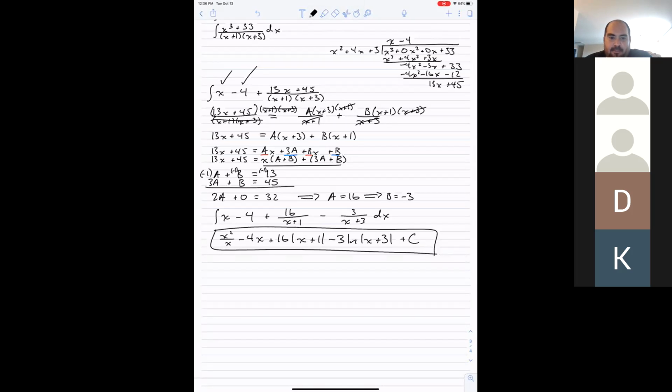Any more questions on this example? Thank you for going through it. Yeah, no problem. I think the partial fraction thing is a valuable thing to look at before Friday.